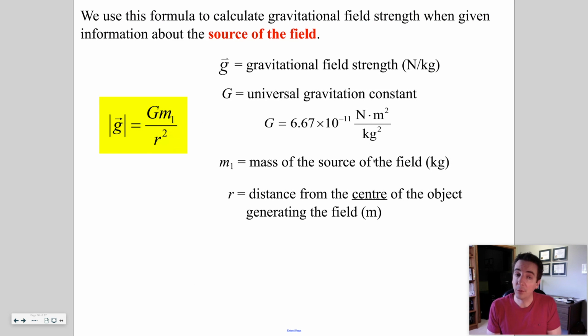So we use this formula to calculate the gravitational field strength when we're given information about the source of the field. The mass of the object that is generating the field, we call that the mass of the source. And G, same gravitational constant from before. And r, distance from the center of the object that is generating the field. That is really important. Not the distance from the surface of the object, but distance from the center of the object that is generating the field.